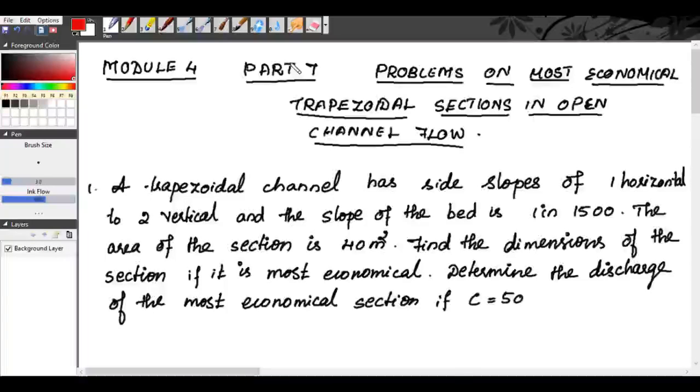Today we will see a few problems. We will try to solve a few problems on the most economical trapezoidal sections in open channel flow. In the previous classes we have already seen the conditions for most economical trapezoidal sections, so we will use those conditions for solving the problems.